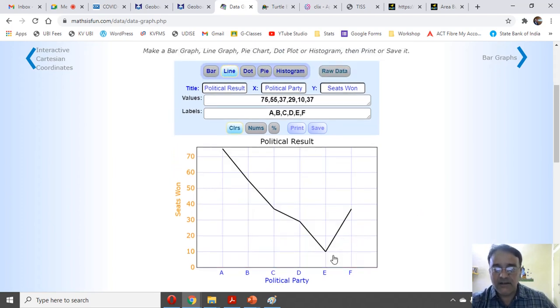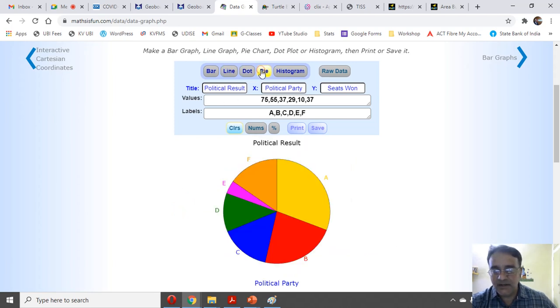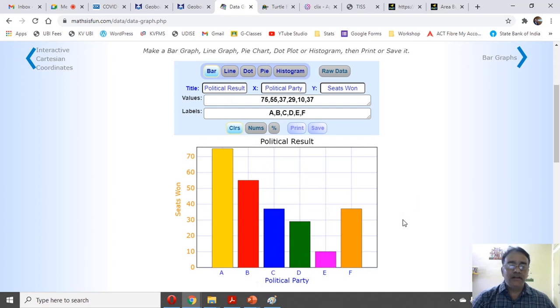The same data we can check with the line, dot, and pie chart also. Histogram will not work because this is not in the form of class intervals. So like that you can represent your situation in the form of a bar graph.